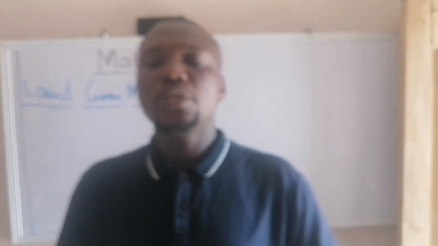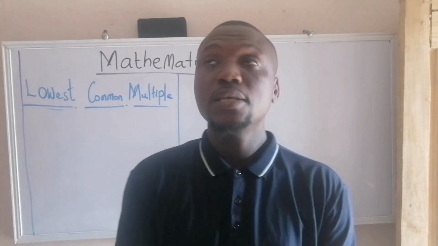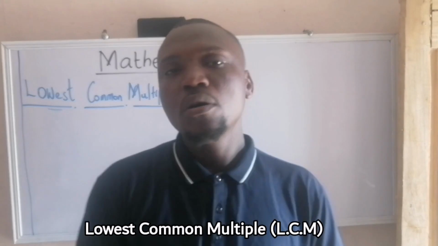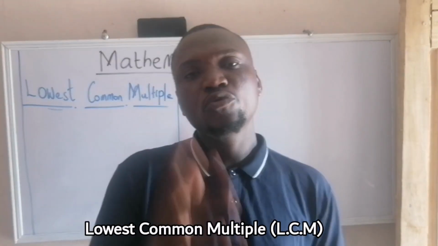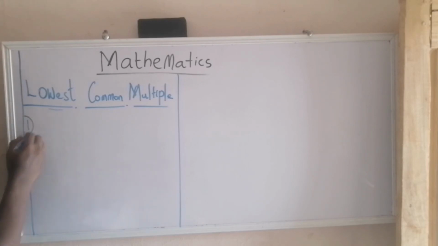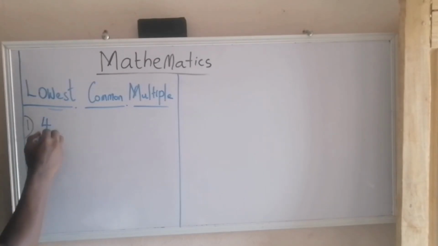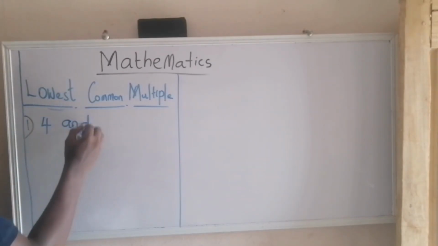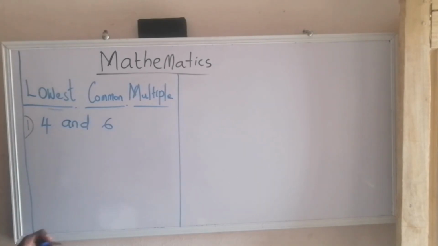You are welcome to today's class, and in today's class we'll be looking at our lowest common multiple, often represented with the acronym LCM. Let's be asked to find the LCM of 4 and 6. How do you find the LCM of 4 and 6? You can use the division method, or you can use your multiplication method.